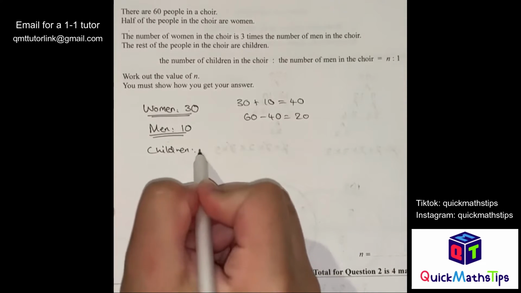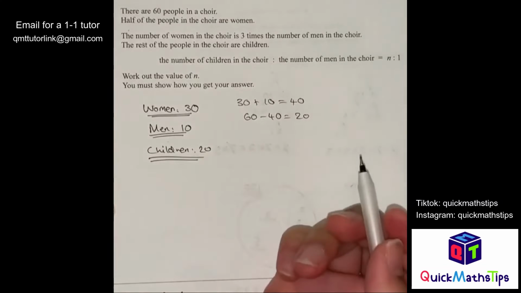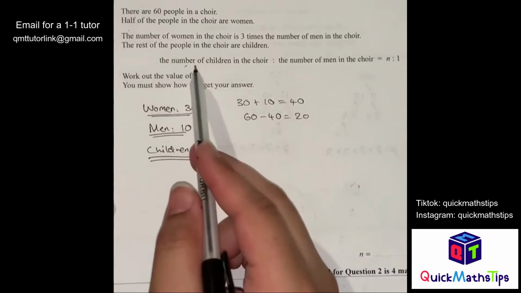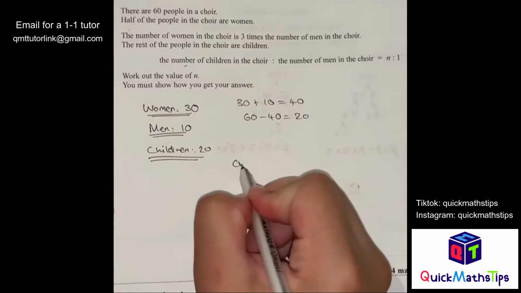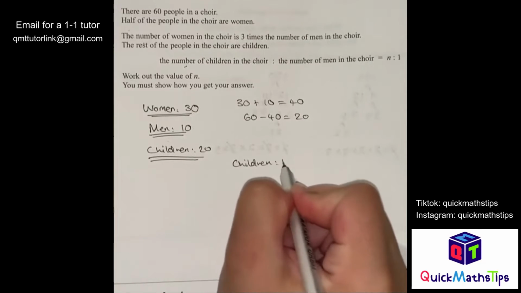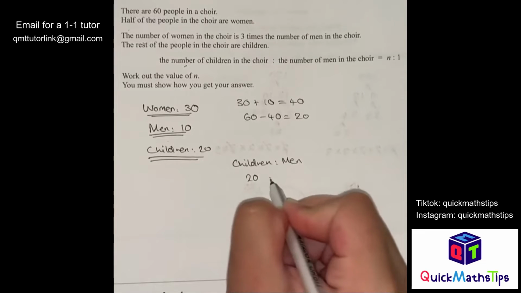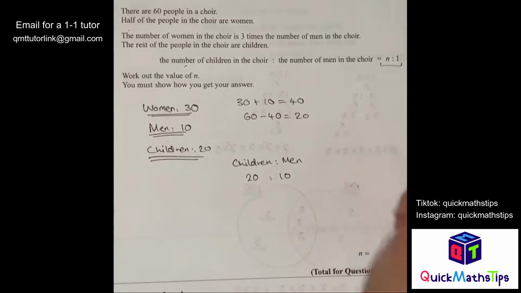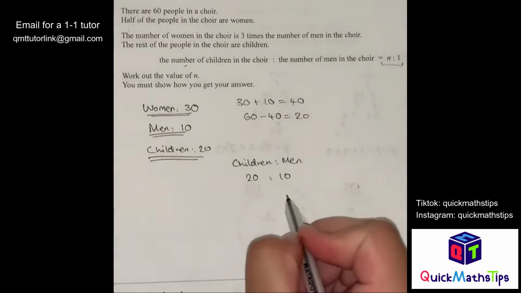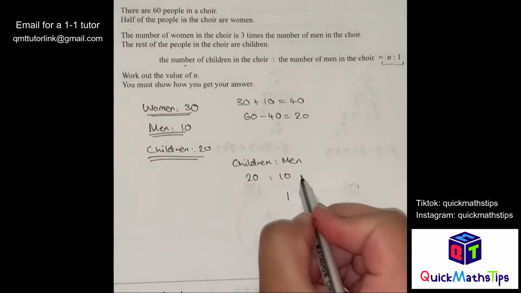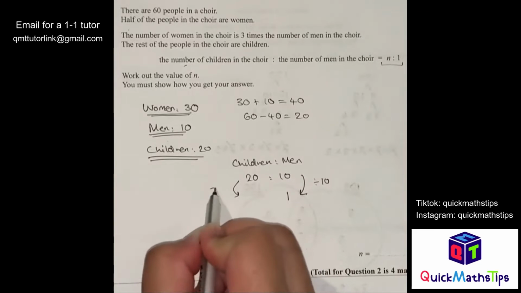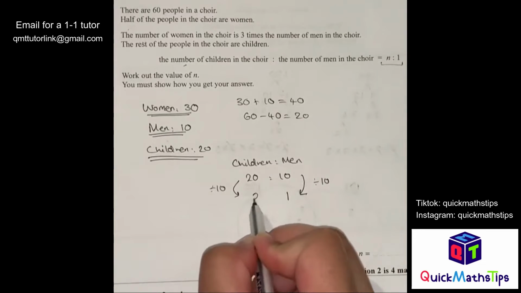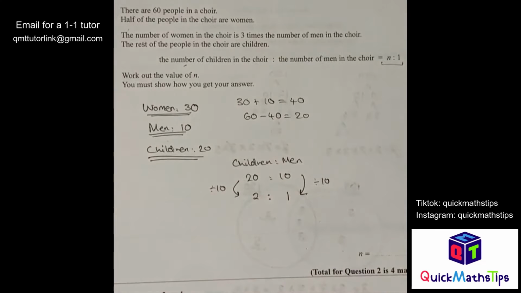So you now know the amount of men, women, and children in the choir. Now it says the number of children ratio the number of men is n to 1. So children ratio men is 20 ratio 10. You want it to be in the ratio n ratio 1. So you need this number, the men, to become 1. How do you get from 10 to 1? You divide it by 10. I'm going to divide this side by 10 as well. 20 divided by 10 is 2. So the ratio is 2 to 1, where n is equal to 2.